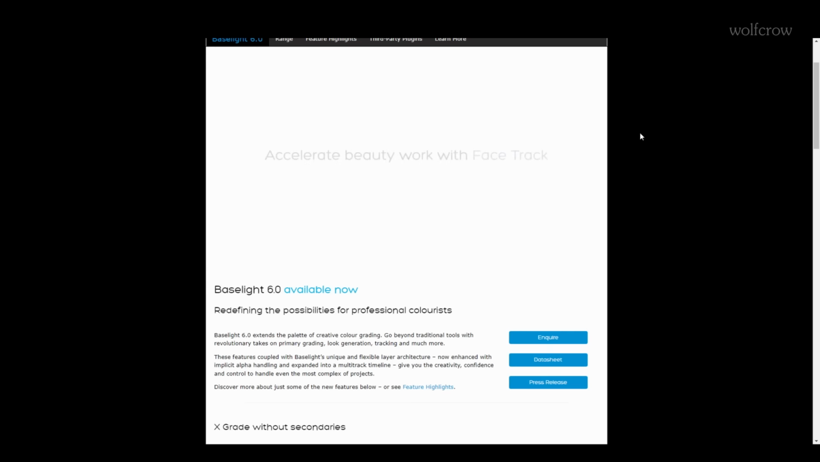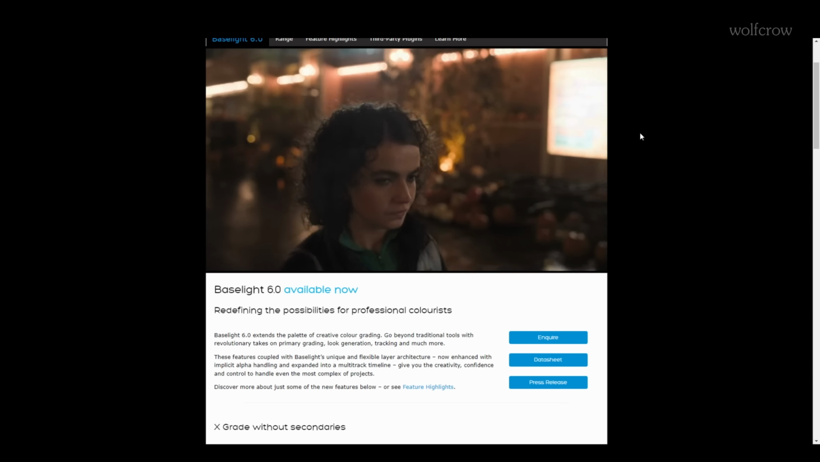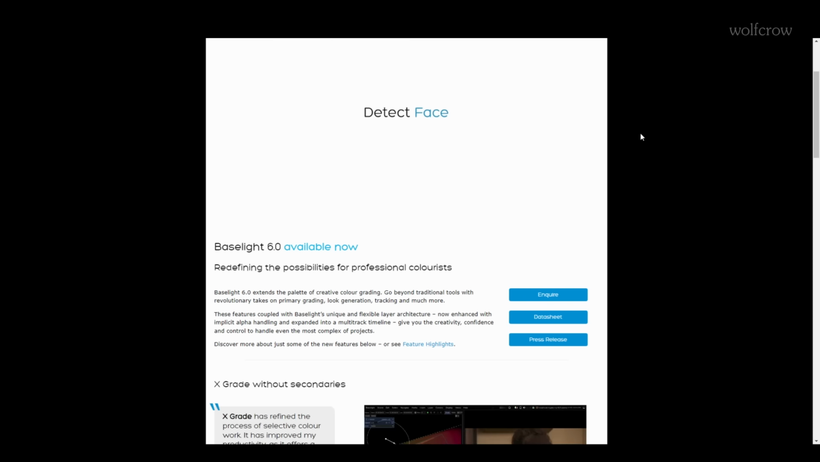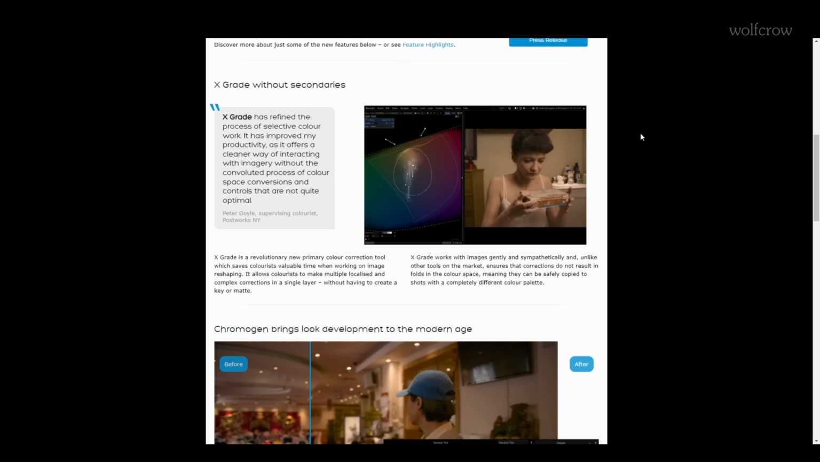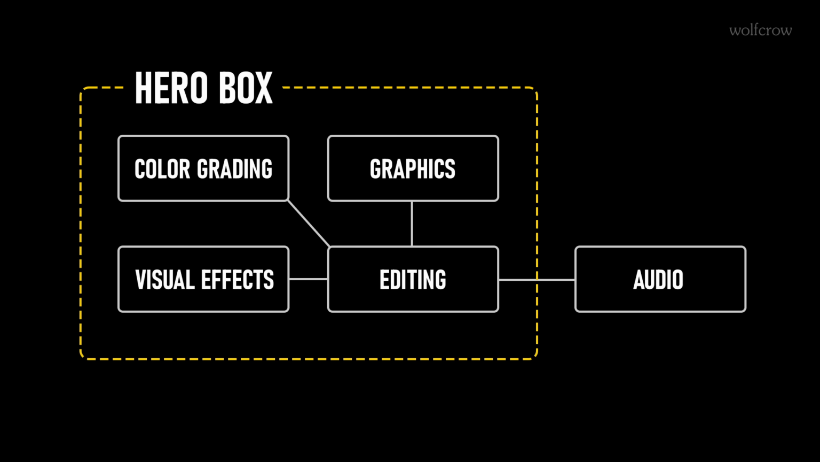I worked on Baselight before, which is another industry standard. Sure, Baselight has its strengths. It's a great app, but being a hero box isn't one of those strengths. Also, Baselight is priced out of the indie filmmaker market anyway. I spent about a year in post-production and Resolve was solid every step of the way.